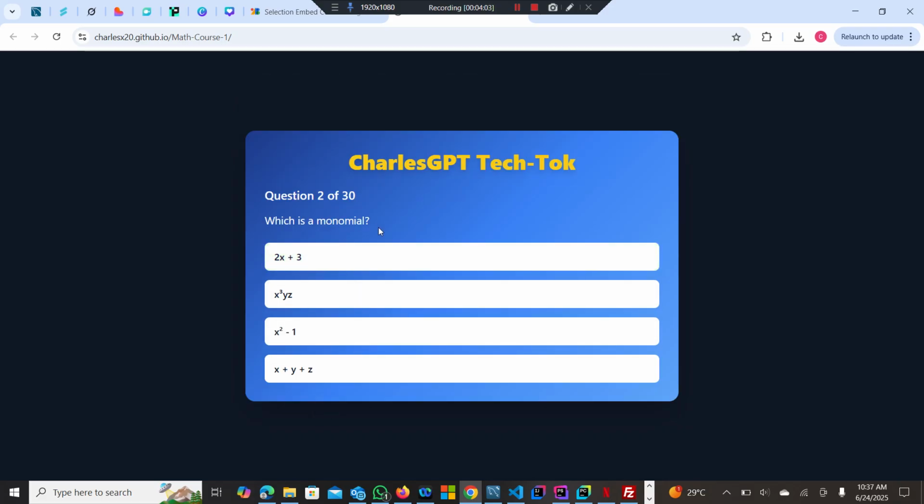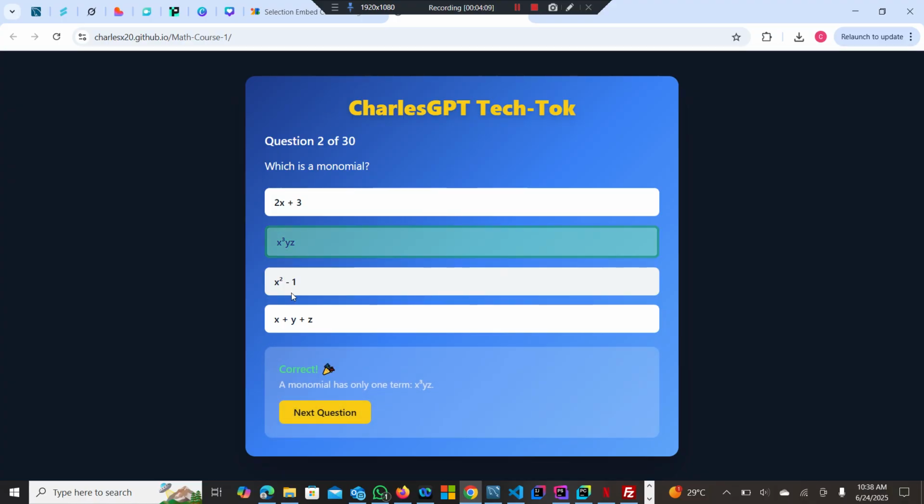What is a monomial? A monomial has only one term. You see others have plus, minus, and others, but a monomial has just one single term, like x raised to power 3 y z. Don't worry, the questions will be pretty easy for the first course. But as we go, I'll be trying to put on some more understandable and relatable questions.